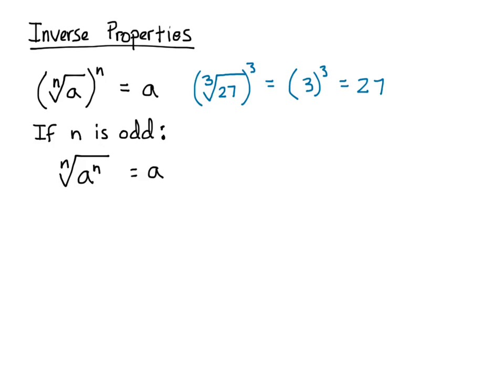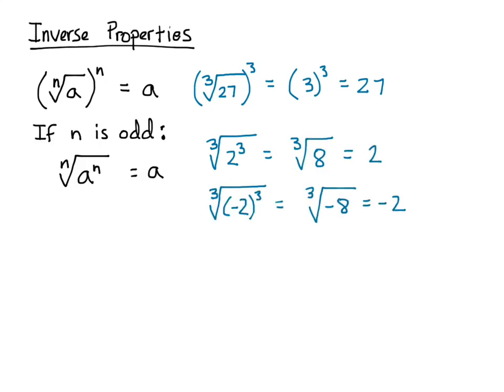Now, if n is odd, this works the other way too. So if we're going to take the nth root of a to the n, we're going to get a. So we'll do an example here where we have 2 cubed is 8, and then the cube root of 8 is 2. If we start with a negative number, negative 2 cubed is negative 8, and of course then the cube root of negative 8 is negative 2. So we retain the sign. You see how a here is negative 2 and a is negative 2, ultimately what we get.